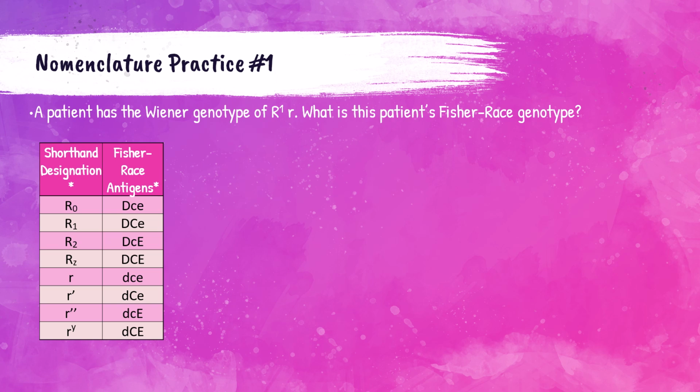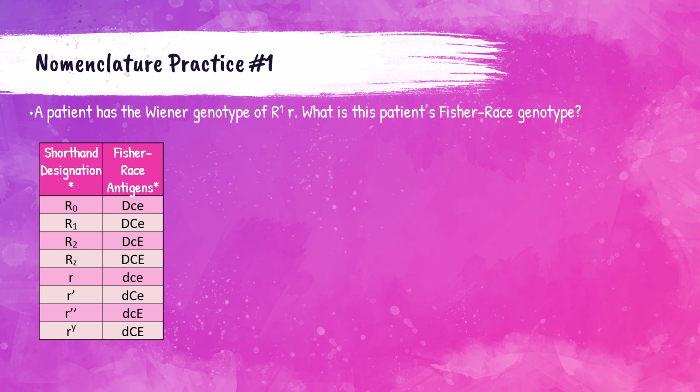Okay, so a few slides ago, I had a big chart here for you, and I said that the important things that you need to remember on that chart are the 2 columns that have the little asterisk. So what I've done is basically cut this chart apart and just given you those 2 columns that have asterisks. On the left-hand side column, we have the shorthand designation, which is the Wiener type, and then the Fisher-Race antigens.